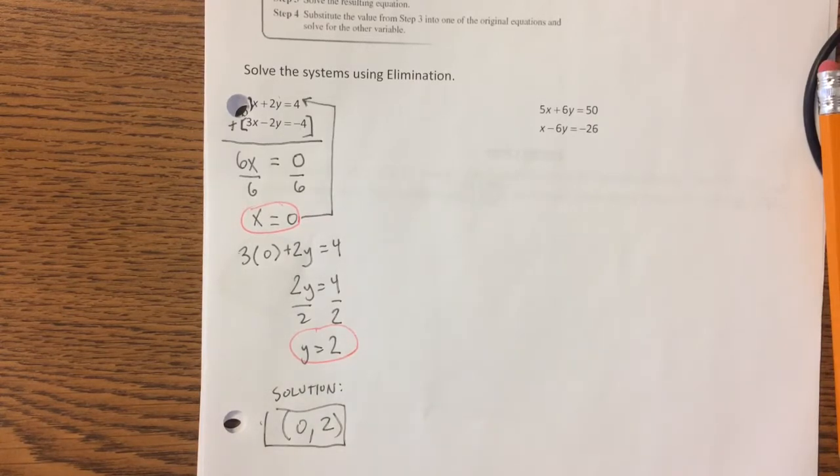So to do elimination, you want to make sure that your variables are aligned, like your x's and y's, and then you want to try to combine the two equations, either by adding them together or subtracting them, whichever way will eliminate one of the variables. You get your first variable, plug it back in, you get your second variable. That's the overall strategy we're doing. So we're going to just do a bunch of examples with that.